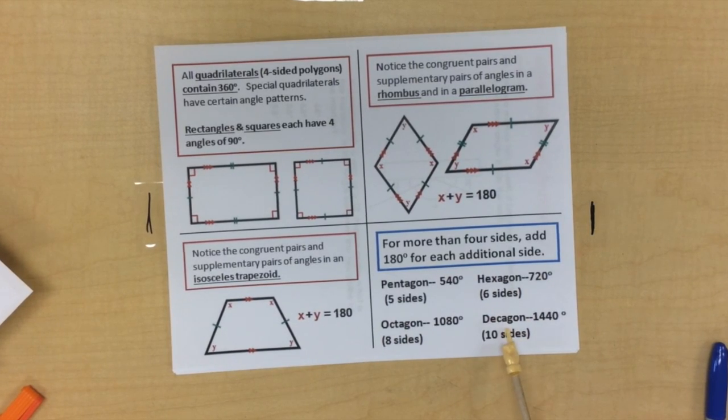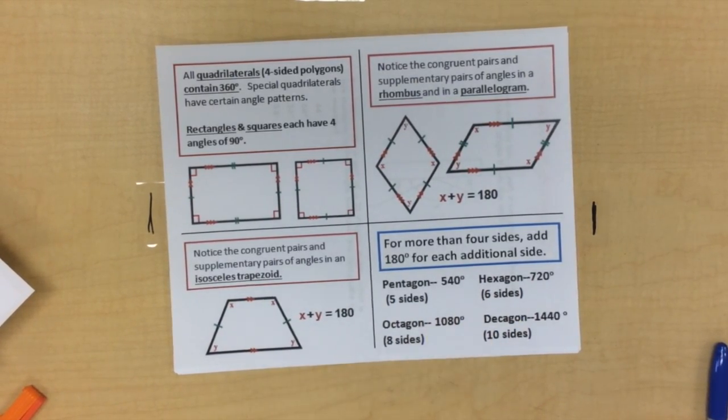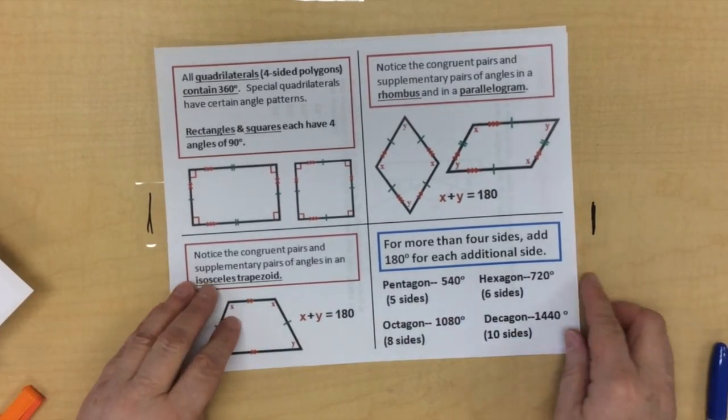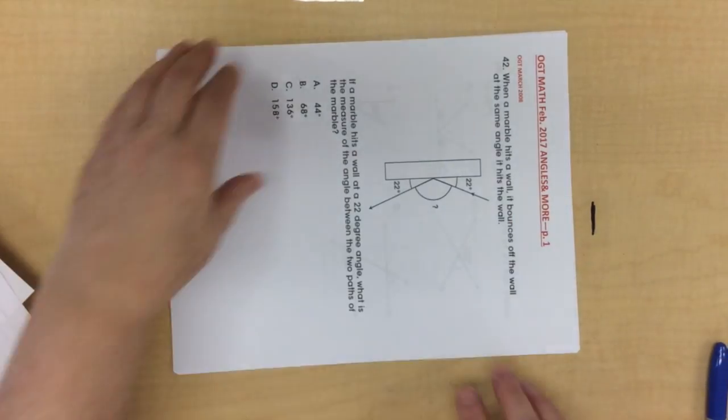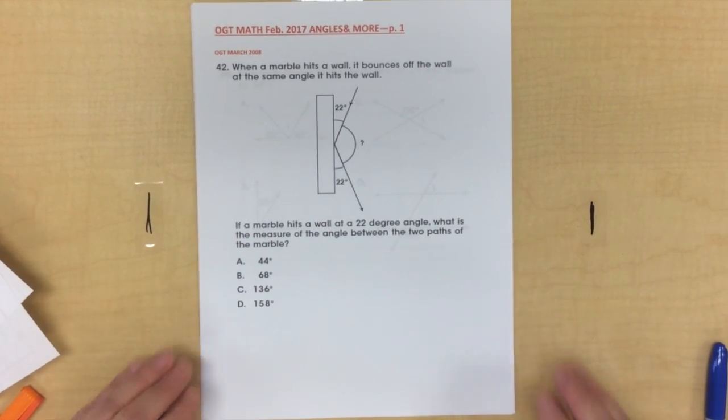And if you wanted to go to the decagon of 10 sides, it would be 180 plus another 180 more than the 1080 for the octagon. So that takes a little bit of work, but it's worth it in order to pass this test. So let's take a look at then some of the problems that I found on the OGT throughout the years dealing with angles. So here's one.